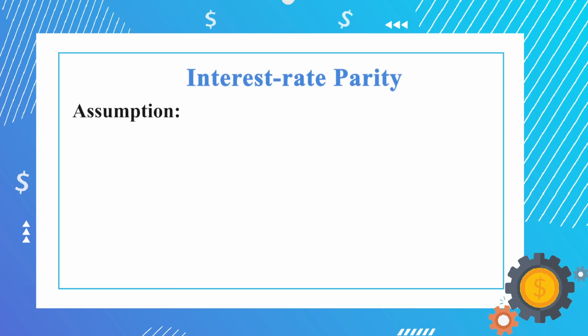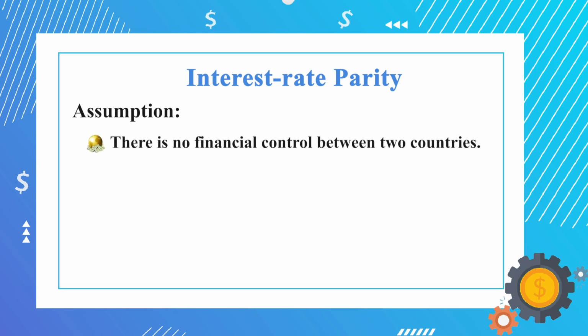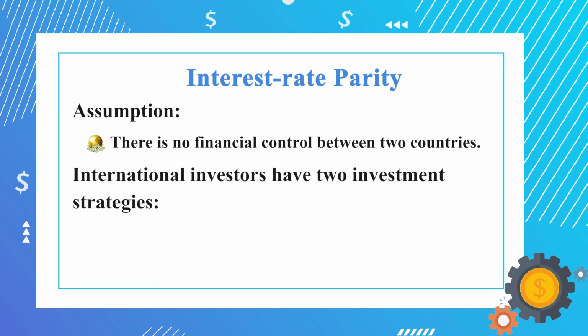The assumption of the interest rate parity theory is quite clear. There is no financial control between 2 countries, which means capital can flow in and out of countries freely. Usually, international capital flows into a country because of the higher interest rate of the country, so the investor can earn more interest income. Suppose international investors have 2 investment strategies.